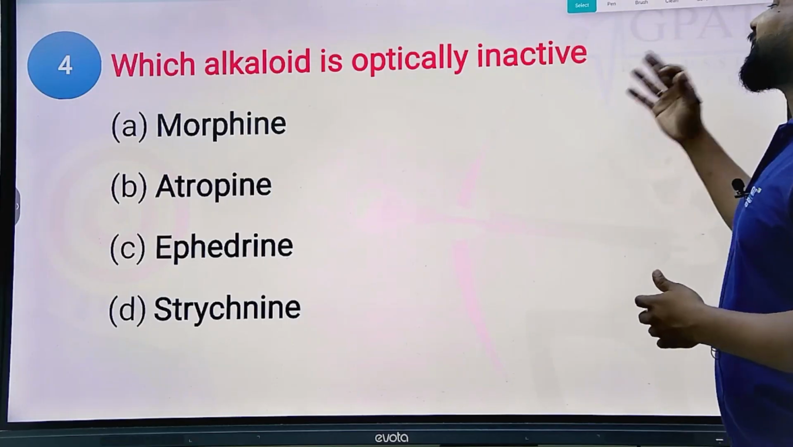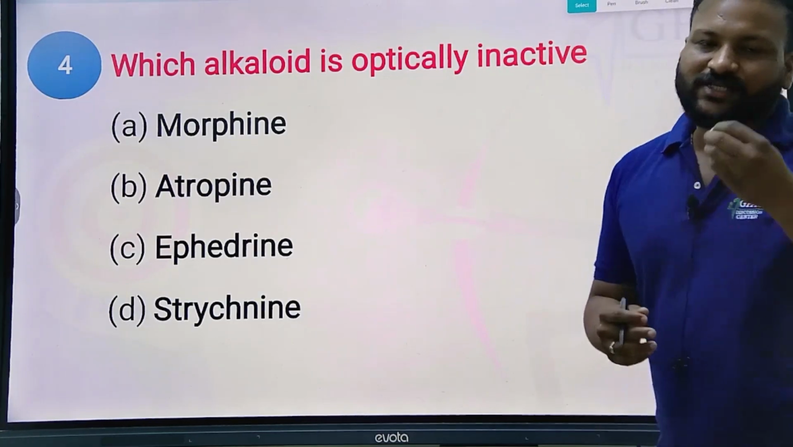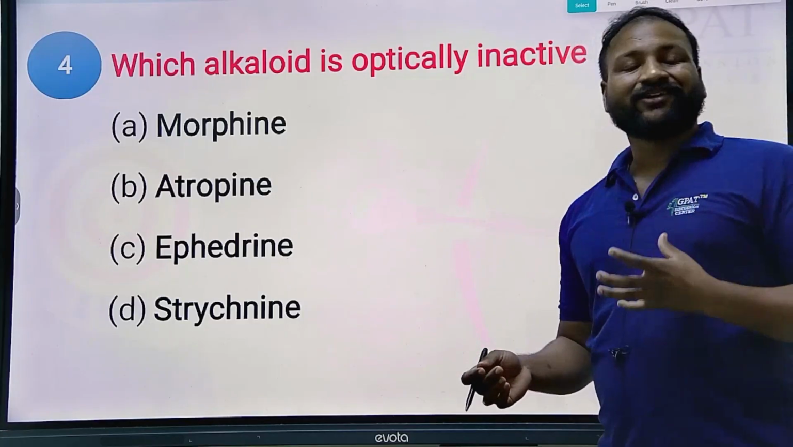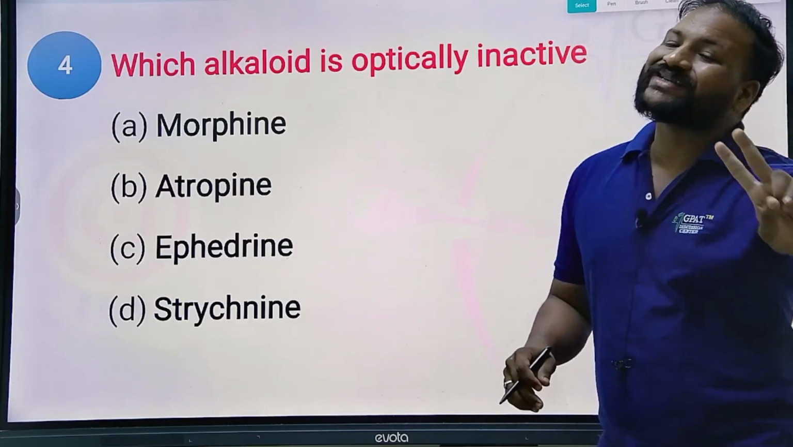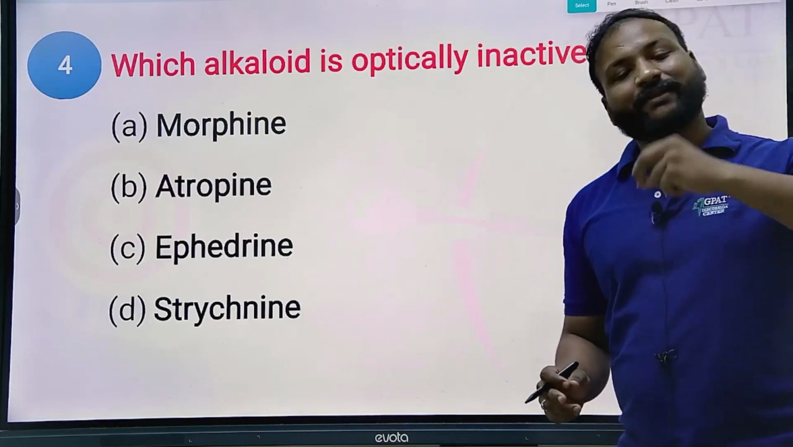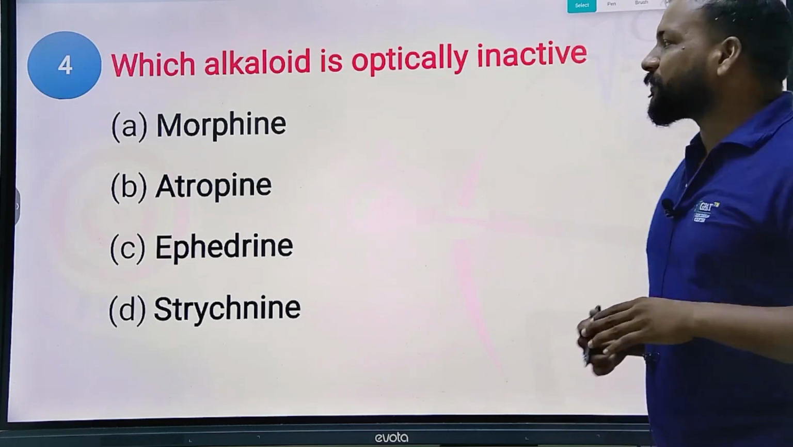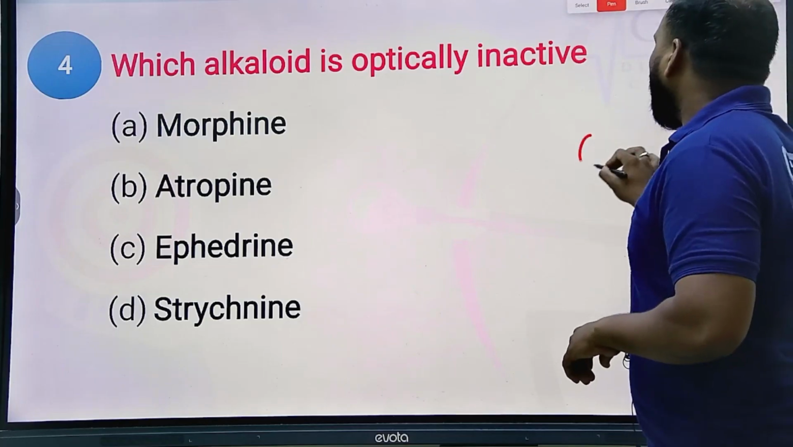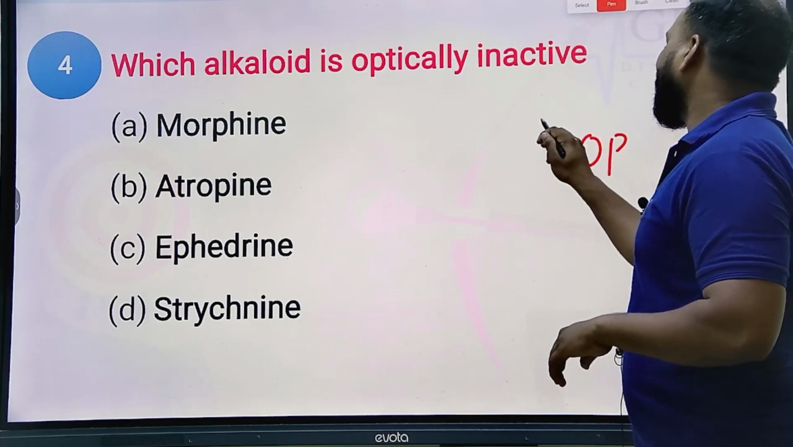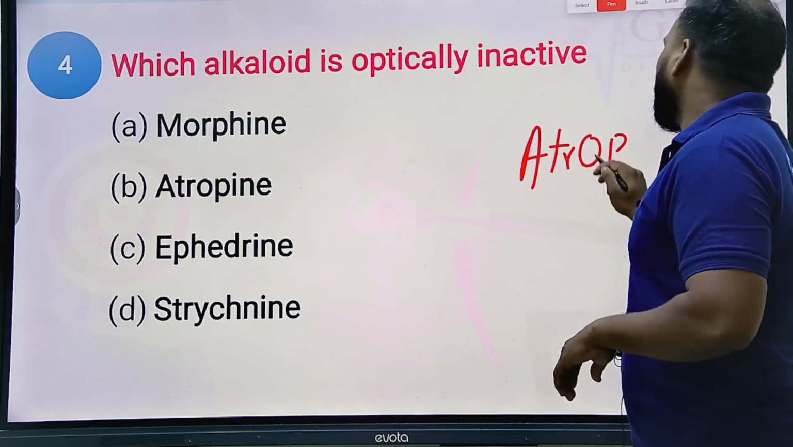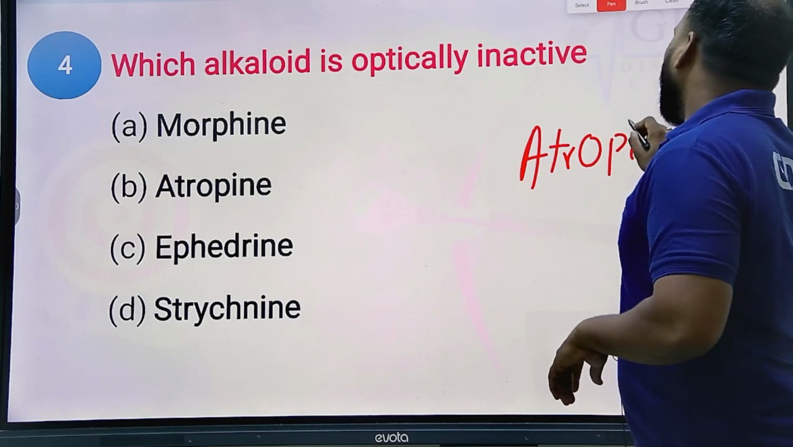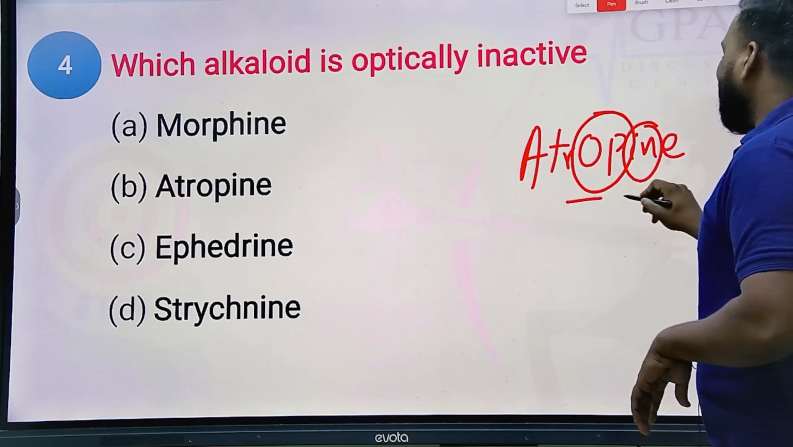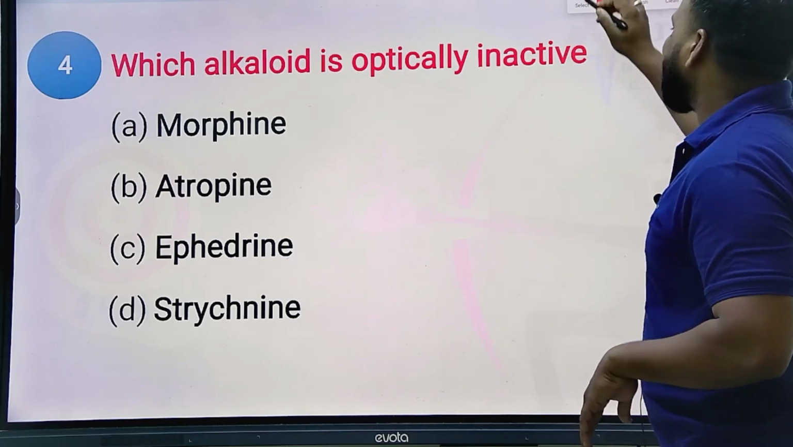Which alkaloid is optically inactive? This question is directly from the physical and chemical properties. Not all alkaloids are optically active: except two alkaloids, the remaining are all optically active, so only two are optically inactive. OP means optically, IN means inactive, optically inactive. So the right answer is atropine and papaverine.